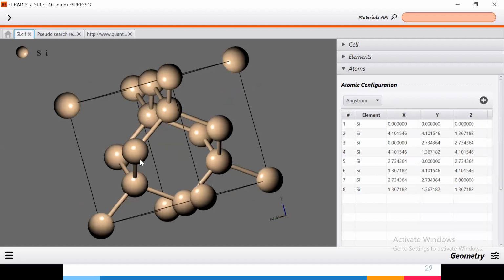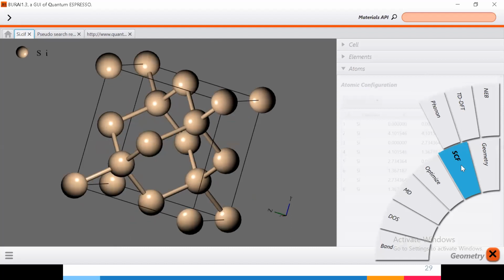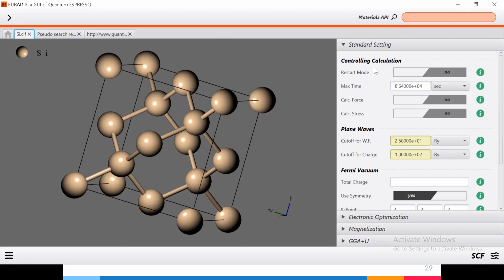And then you go and say, okay, let's do an SCF calculation, a self-consistent field calculation. And once you click that, you're given the different sets of parameters to change. Now, max time is set to 8,000 somewhat seconds. You can change this to 1 hour. It won't take 1 hour, but just change it to one.